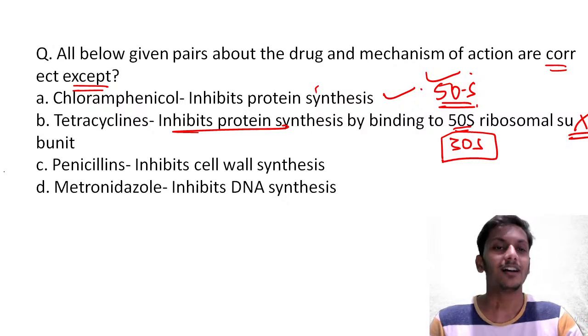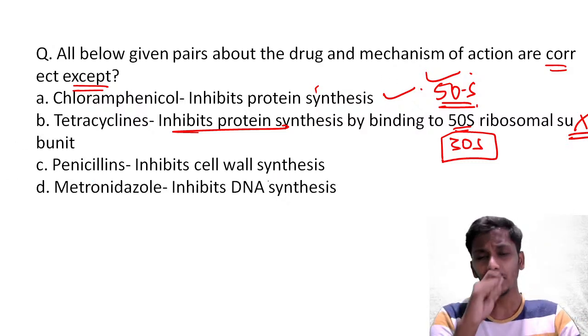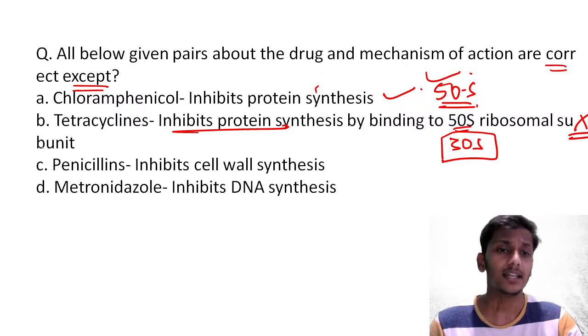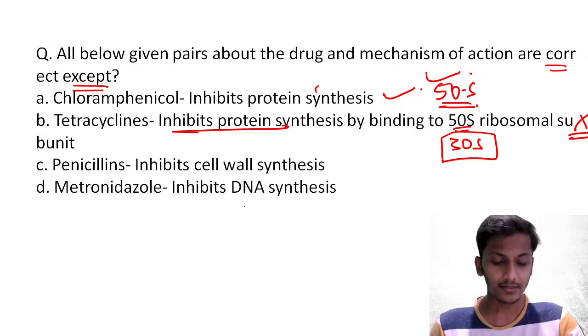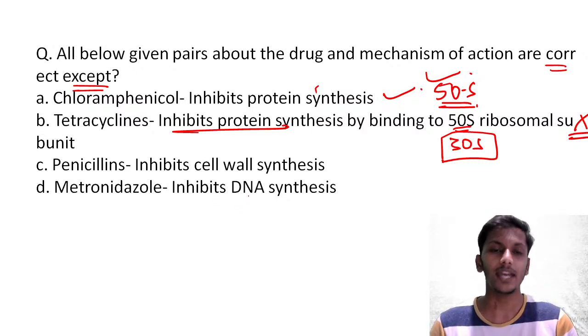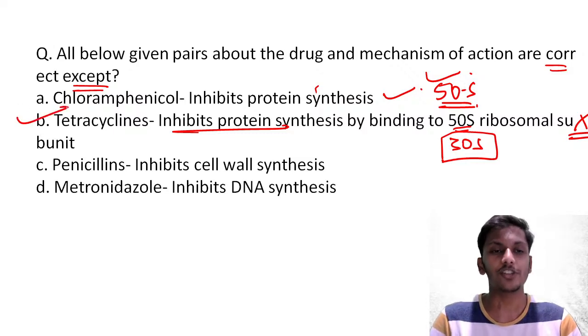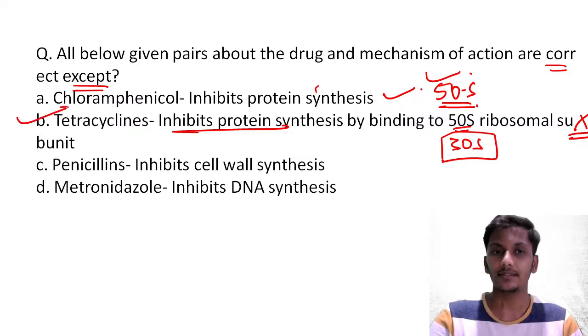Then penicillins inhibit cell wall synthesis. Yes, they are an example of beta-lactams. And option D, metronidazole, inhibits DNA synthesis. Right, metronidazole interferes in DNA synthesis and inhibits it. So the answer to the first question is option B, tetracyclines.